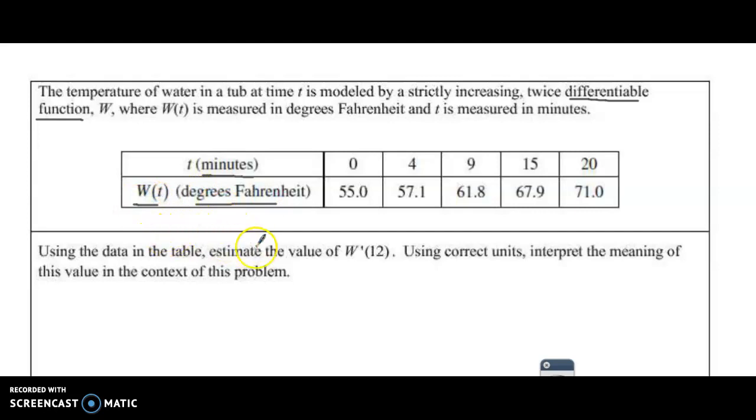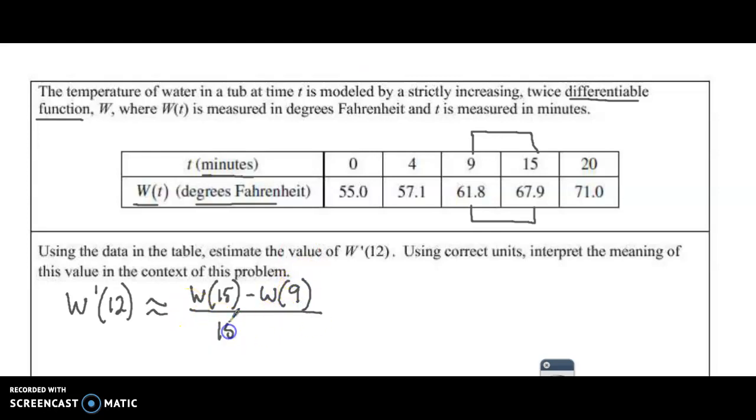So using the data in the table, estimate W prime of 12. Well, if we're not given 12, it makes sense then to use numbers on either side, and I would be able to approximate W prime of 12 as doing a difference quotient of W of 15 minus W of, whoops, I meant to write 9. I almost wrote down the y value. All over 15 minus 9.